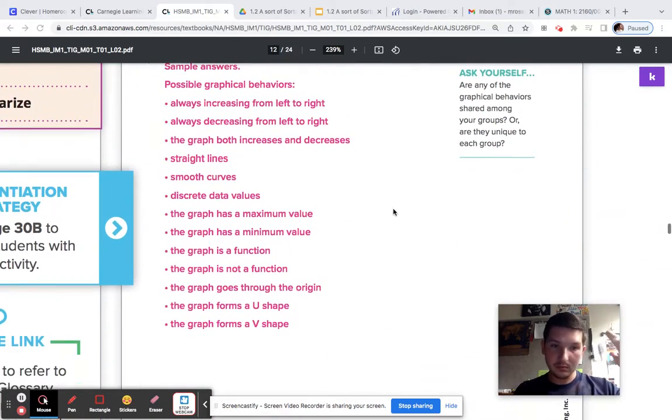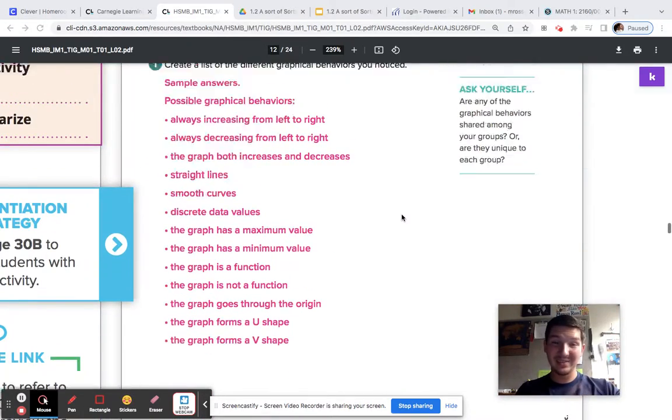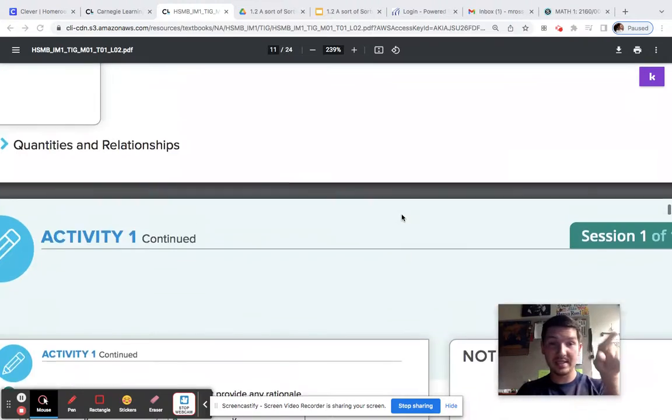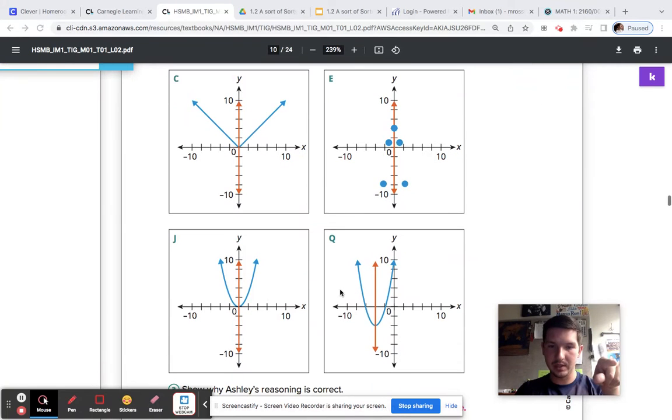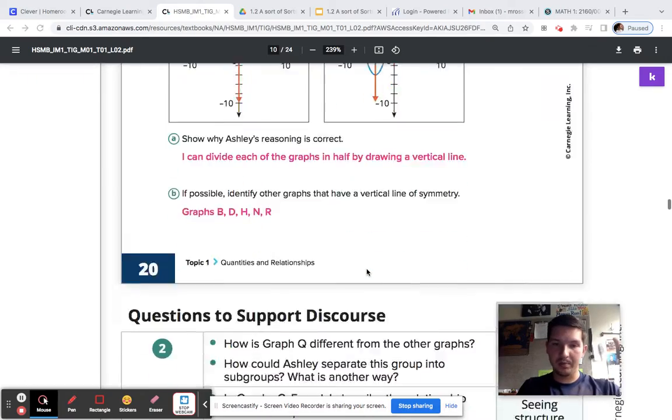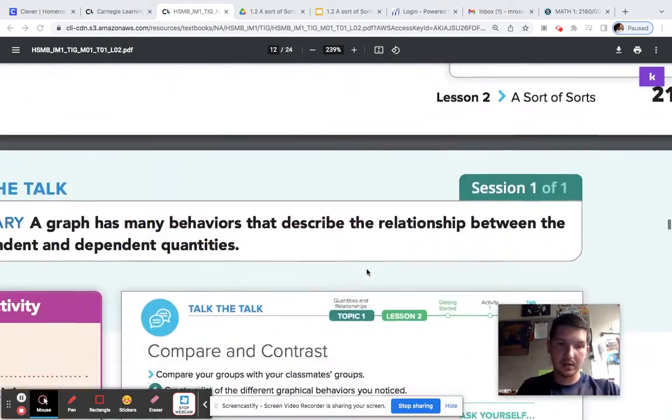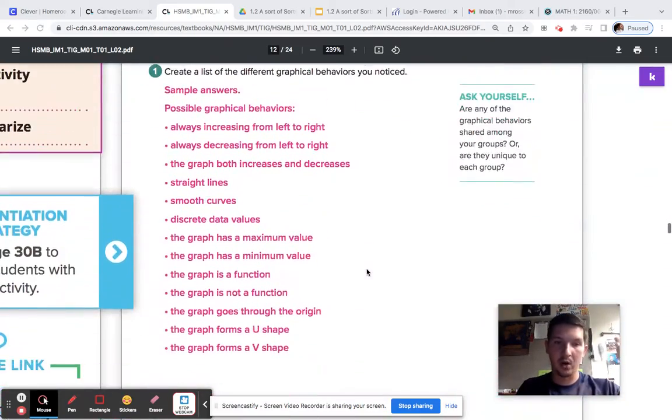Okay, discrete data, which means those points. So it's discrete when it has just points. So this is a discrete graph because it's just points, whereas like Q here is a constant line. So that wouldn't be considered discrete. Okay, so you'll learn that official definition tomorrow.